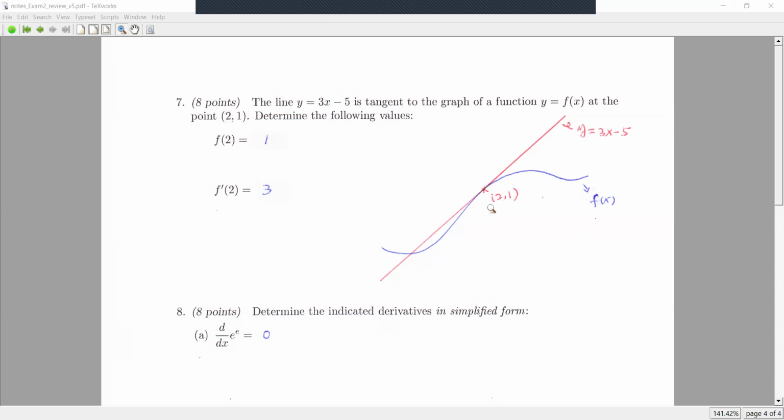Now, because (2, 1), this point, is on the graph of function f, the y coordinate should be the function value at the x coordinate. Therefore, the function value at 2 is 1. The derivative of f at 2 is the slope of the tangent line. The slope of the tangent line is 3. Therefore, this derivative is 3.